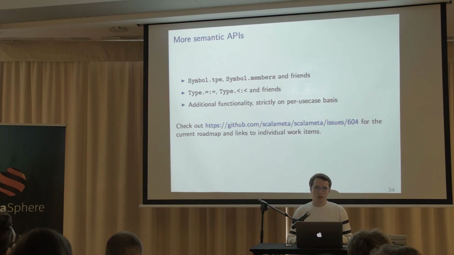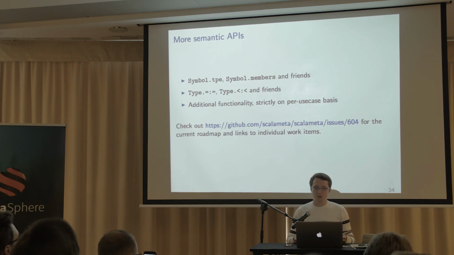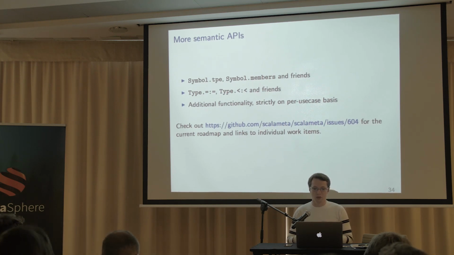As I mentioned, currently we only implement ref.symbol, which is basically resolve a name and give me a pointer to a definition. But of course, semantic APIs are much more than that. So we need to obtain type signatures from symbols, we need to load members of symbols, and a lot of other things. Of course, we're not going to deliver this immediately, but slowly and steadily, we plan to implement all of those things that are mentioned on the slide.